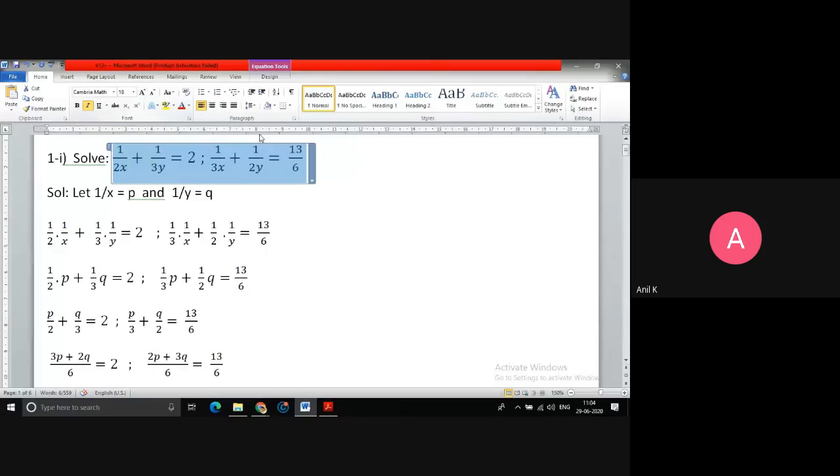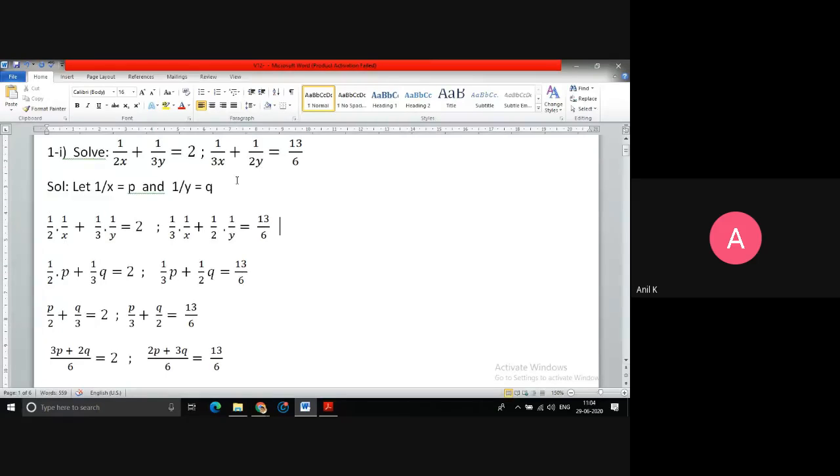So first what we have to do is convert this into a pair of linear equations in two variables. So what I do here is substitute 1 by x as p and 1 by y as q. So let me rewrite this equation 1. How do I write? This is 1 by 2x, right? 1 by 2x, I can write as 1 by 2 into 1 by x. And 1 by 3y, you can write as 1 by 3 into 1 by y. This equals to 2, which I have written here.